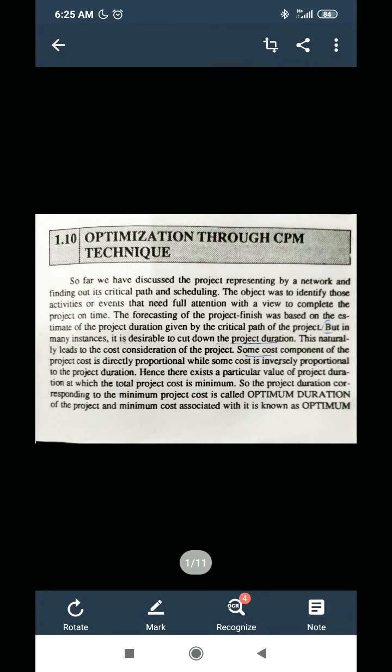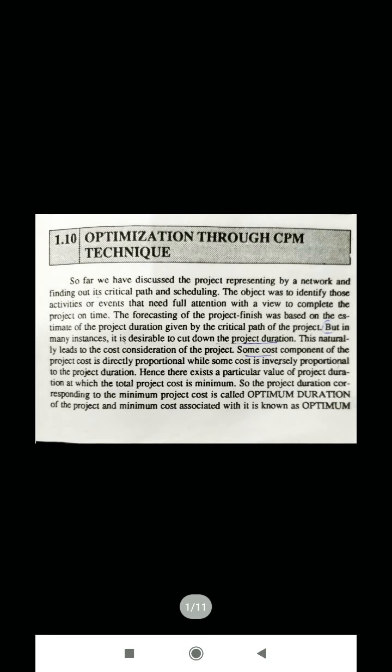We know that there are certain cost components which are directly proportional to time, and there are other cost components which are inversely proportional to time. For example, the cost involved in labor, or if we are hiring certain equipment, then the rent for that equipment, such costs are directly proportional to time. That means if we increase the project time, this cost will increase, and if we decrease the project time, this cost will decrease.